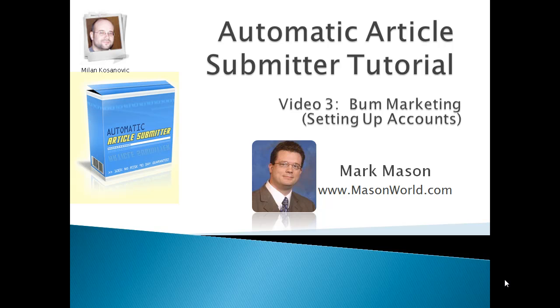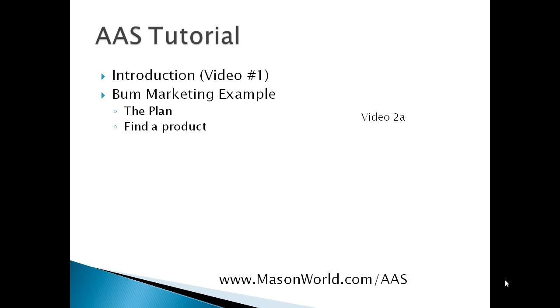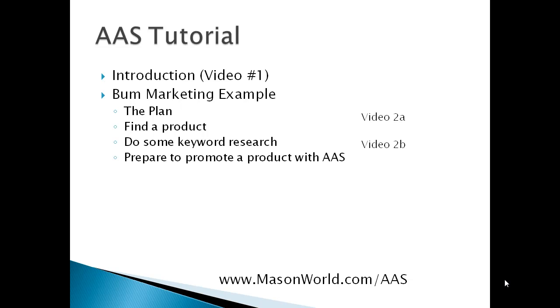This is video 3 in our bum marketing piece of the tutorial where we talk about how to set up accounts in automatic article submitter. You'll recall that in the first video we introduced the software and we envisioned a bum marketing example we were going to do to demonstrate the software. In video 2A we talked about the plan for that bum marketing strategy and we found a product on colon cleansing. Then in video 2B we did the needed keyword research and we got ready to promote this product using automatic article submitter. Now it's time to set up accounts at the article directories, and this is going to give us a chance to really use the software. That's what we'll be showing here in video 3.